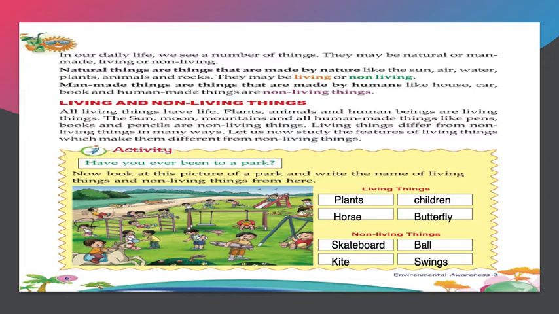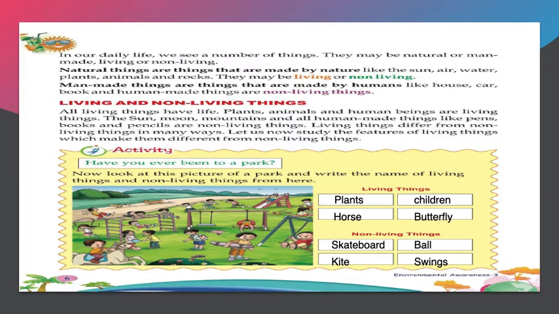In our daily life, we see a number of things. They may be natural or man-made, living or non-living. Let's learn more about natural things. Natural things are things that are made by nature, like the sun, air, water, plants, animals and rocks. They may be living or non-living. Man-made things are the things that are made by humans, like house, car, book, and human-made things are always non-living.